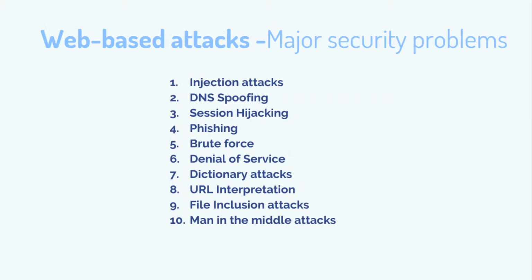So here you can see web-based attacks, some of the major security problems like injection attack, DNS spoofing, session hijacking, phishing attack, brute force, and denial of service. These are some of the attacks based on the web. Then the man-in-the-middle attack. Man-in-the-middle attack means if you are giving a request to the server, those requests will be received by another hacker. Then that hacker will send some other information regarding your search. That is one of the major attacks, the man-in-the-middle attack. It is mostly applicable in wireless sensor networks, WSN. In wireless sensor networks, mostly black hole attacks and wormhole attacks happen.